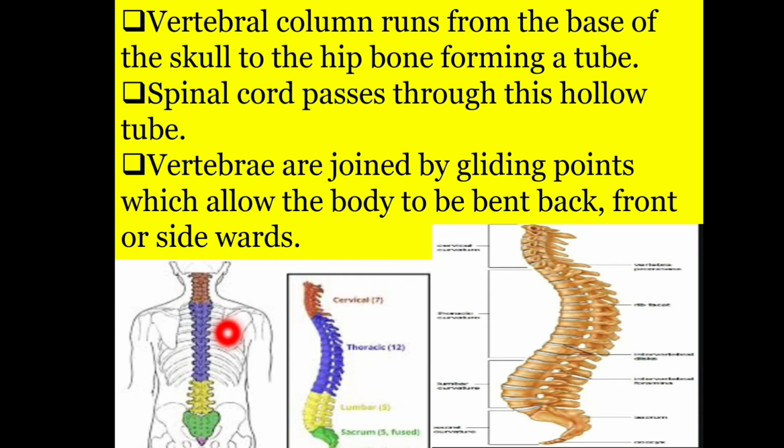The vertebral column runs from the base of the skull to the hip bone, forming a tube. The spinal cord passes through this hollow tube. Vertebrae are joined by gliding joints which allow the body to bend back, front, and sidewards.